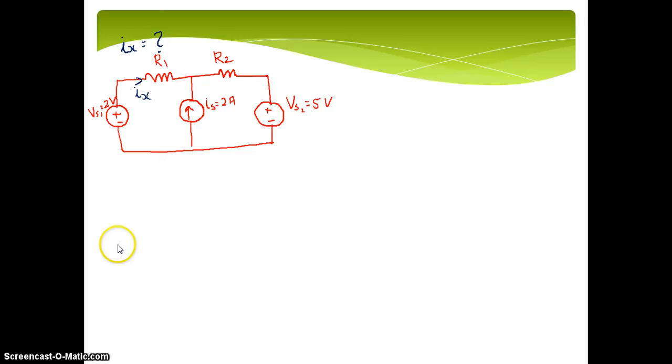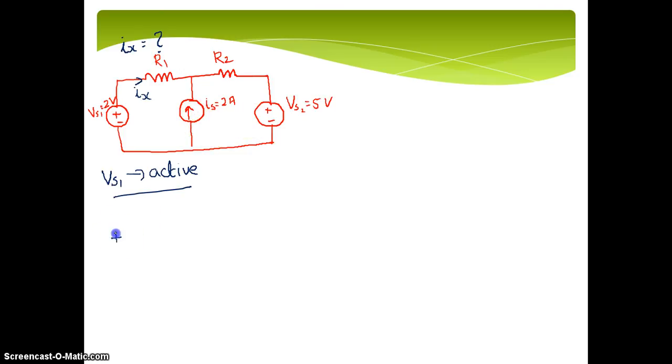Now, as per the superposition theorem, at a time we need to take only one source active, keeping all other sources inactive. A current source we can make inactive or 0 by open circuiting it, as I told earlier. A voltage source we can make inactive by short circuiting it. So now 3 sources are there, and at a time I take only one source active. Say Vs1, the first source, I am taking active. That means the other two sources should be equal to 0. This is a current source, this is a voltage source.